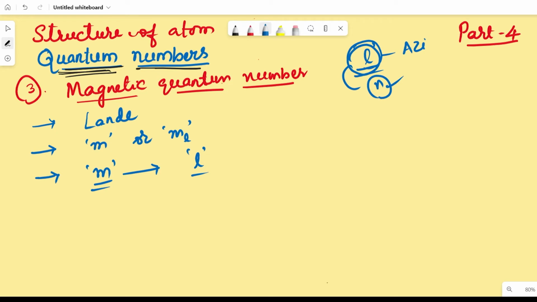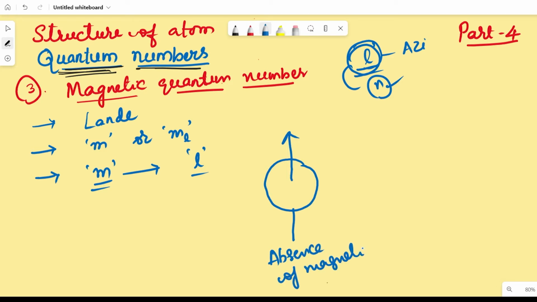Let us see. For example, this is an atom. Suppose this atom is placed in an external magnetic field, what will happen? This is the direction of the magnetic field. In the absence of a magnetic field, the atom will be like this. If it is placed in an external magnetic field, the electrons present in different subshells will orient in different ways, depending upon their energies.